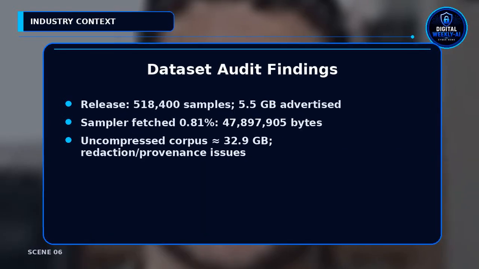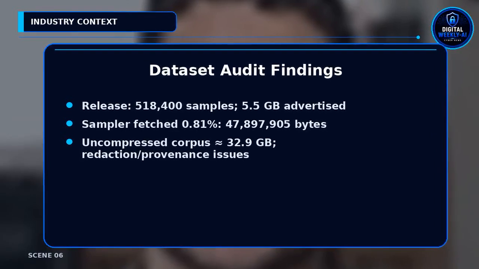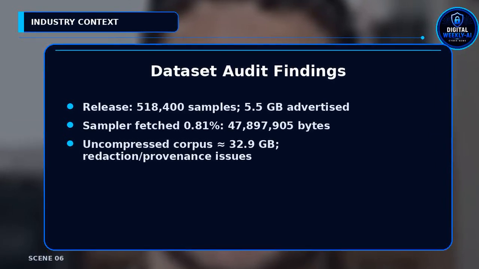Dataset audit shows why packaging and provenance matter. The release claimed 518,400 samples and 5.5 gigabytes. Downloading 0.81% of the archive returned 47,897,905 bytes. A library stub in the release exposed 145,580 characters of source. The uncompressed corpus measured about 32.9 gigabytes.